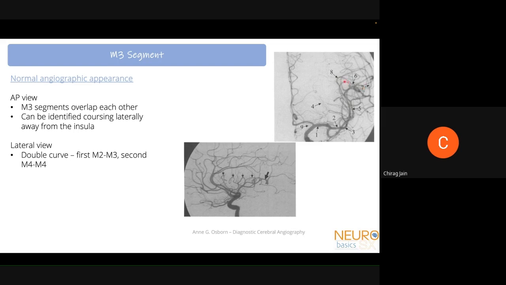So in the AP view, all the M3 segments of the different trunks will overlap with each other. But you can clearly make out where the M3 segment is as it's coursing away from the insula over here. On the lateral view also, you can slightly make out the M3 segment. You will see two curves. The one curve is where it is bending initially, and then another curve where it bends again. So that entire segment is the M3 segment.